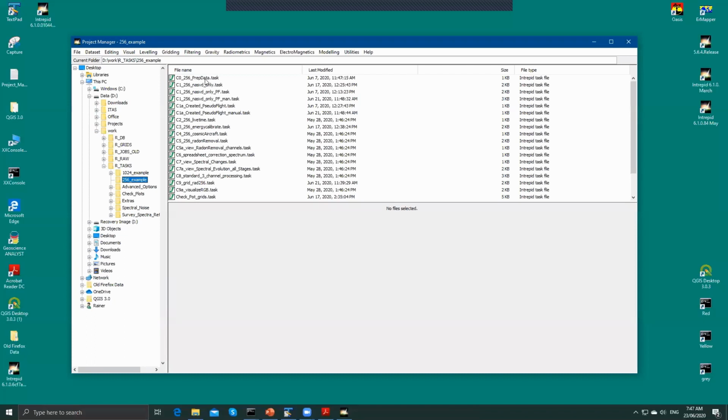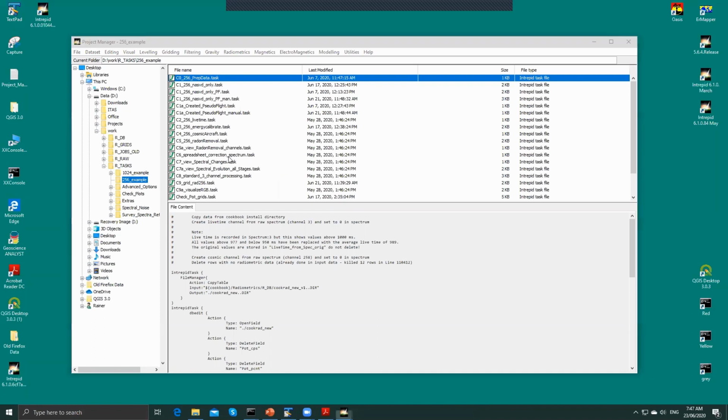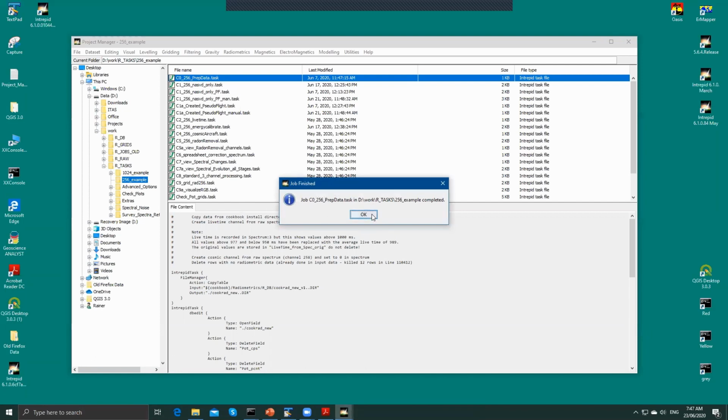So basically, just click the C0 task, because it's only housekeeping. It takes a bit, and run that task file. It copies the data and does a bit of housekeeping. It's the first one, C0, prep data task. It copies the data, it kills a couple of calculated channels so that we basically start from this clean data set.